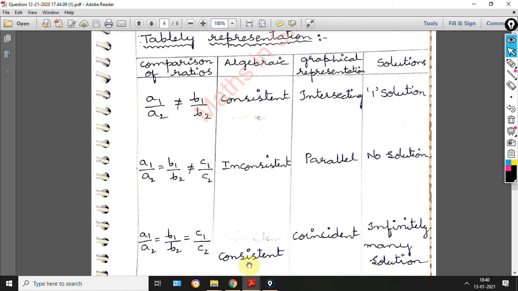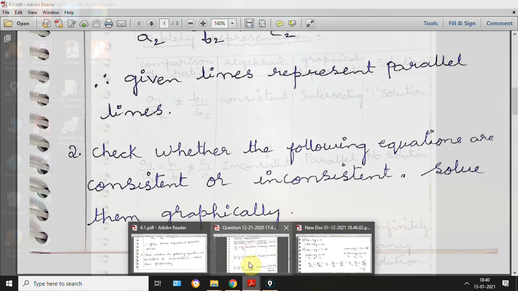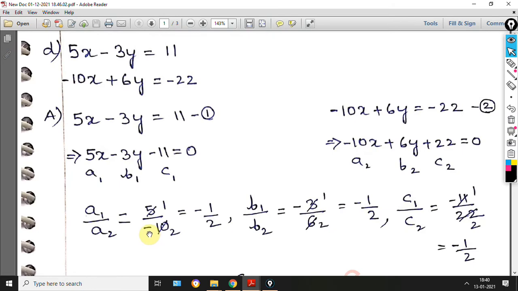Okay, so first of all we will check which condition they satisfy, the first, second or third. First we find a1 by a2. So a1 by a2 equal to 5 by minus 10. Here 5 ones are 5, 5 twos are 10. Equal to, the minus sign stays, and we get 1 by 2, so minus 1 by 2.